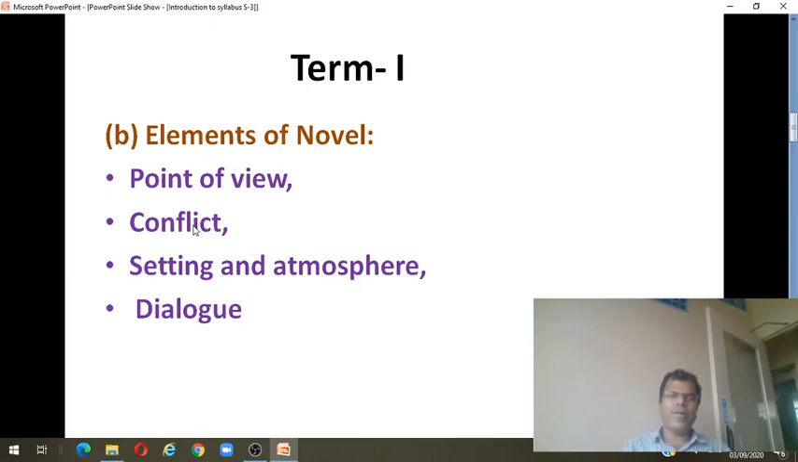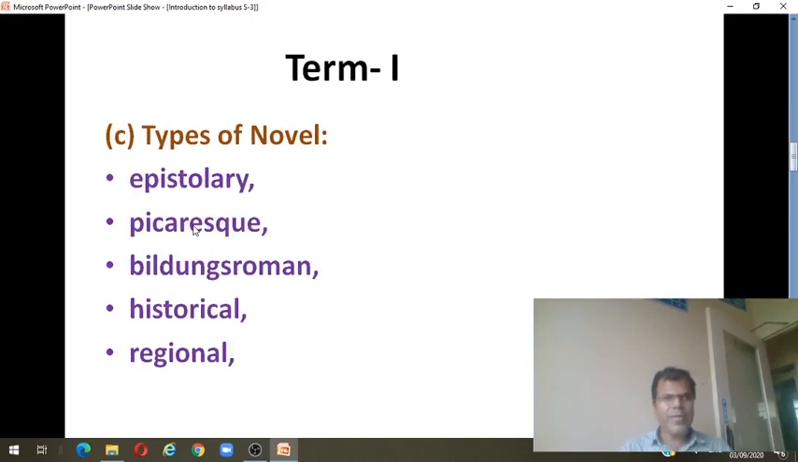Dialogue tells us about the inner self of a character, and dialogue constitutes an important part of novel. After the elements of novel, we will deal with the types of novel. In the types of novel, the first type of novel is epistolary novels. The word epistolary has been derived from the word epistle. Epistle means a long letter. So, the epistolary novels consist of letters.